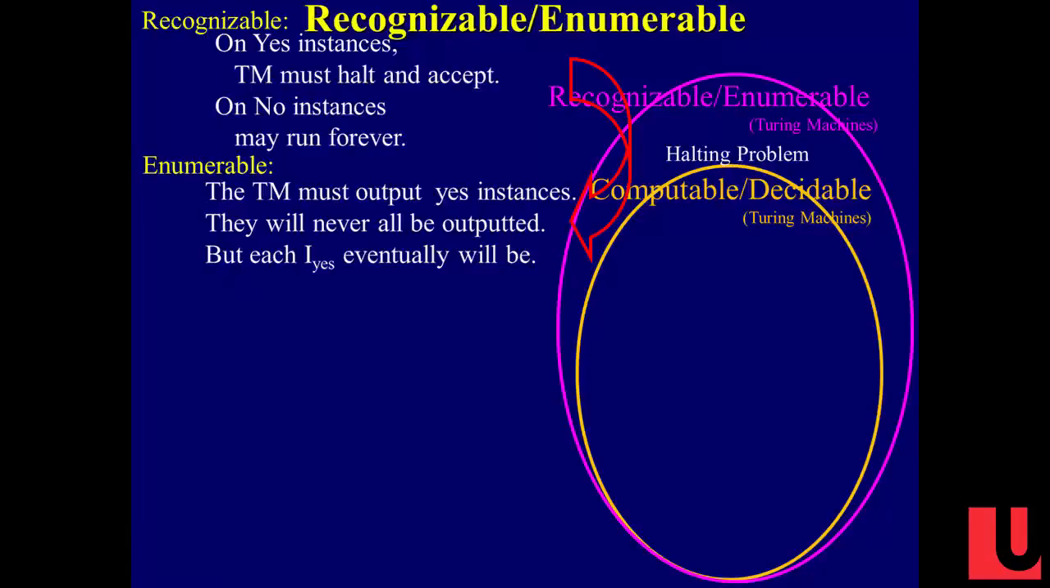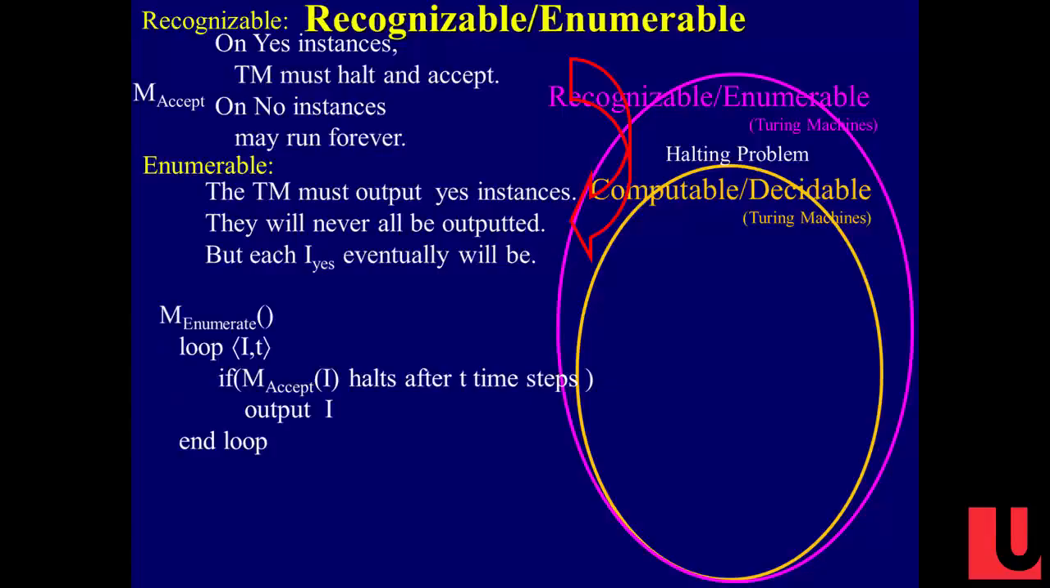Same as here. Very good. That is the killer answer. In fact, that's why we're doing them right next to each other. It's the same algorithm. Given an accept algorithm, we enumerate them. How? We loop over all I and t in a diagonal sort of way. And if M halts on I after t time steps, then we output I.